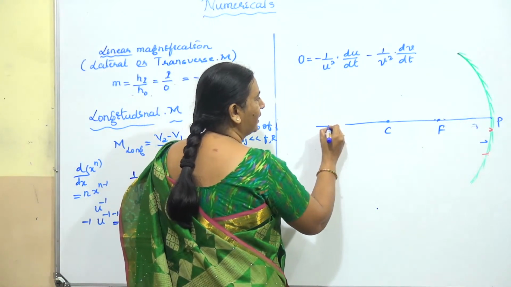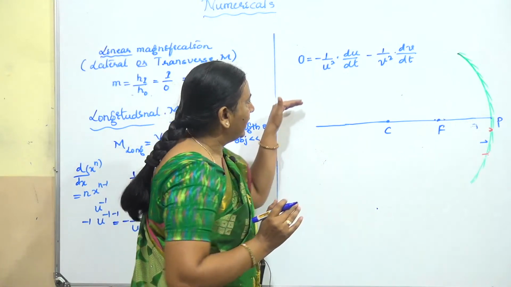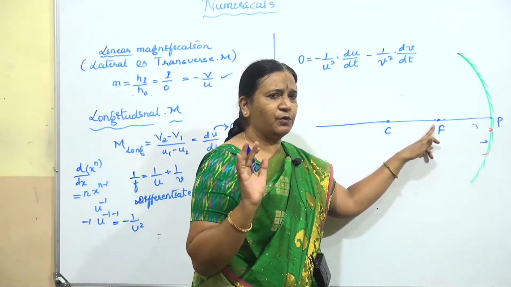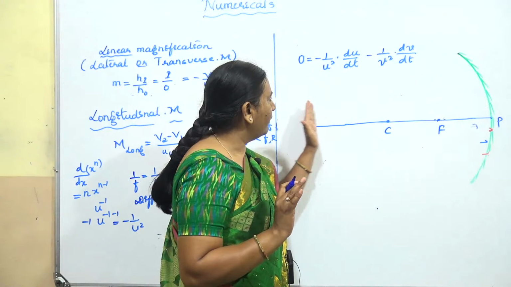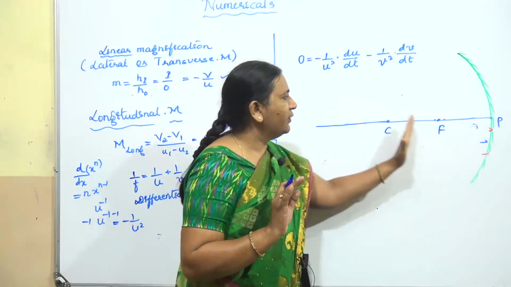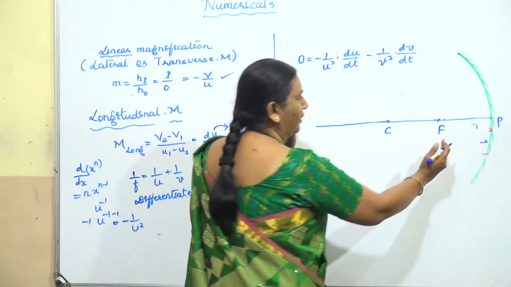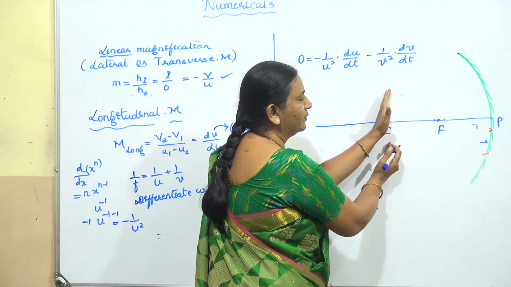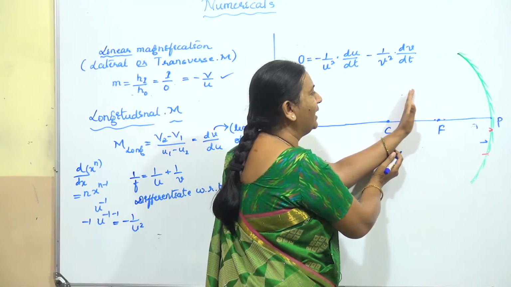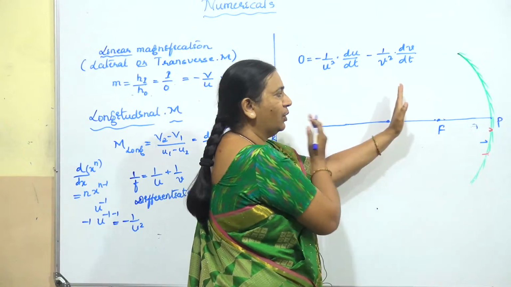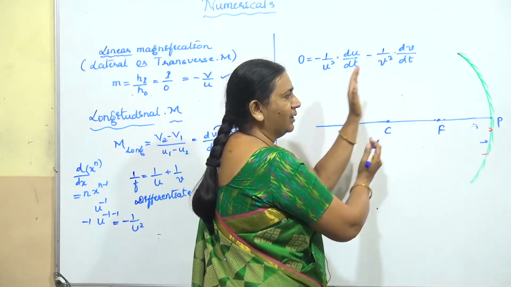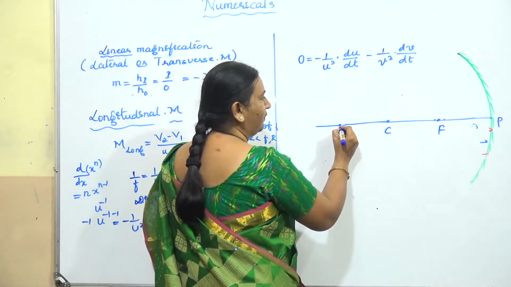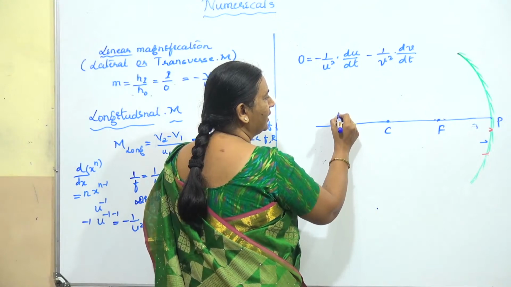If we know that, let us get the idea: when the object was at infinity, we had the image formed at the principal focus. When the object is somewhere beyond C, the image was between F and C. When I came to C, the image was at C itself. When I enter inside C, the image goes beyond C. Means they are moving in the opposite direction.